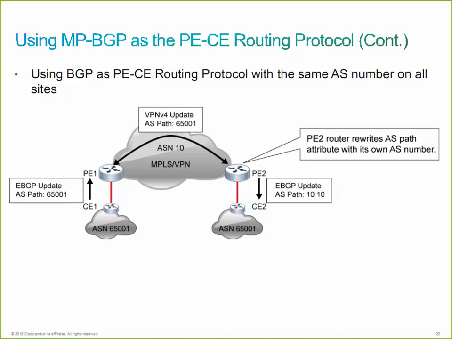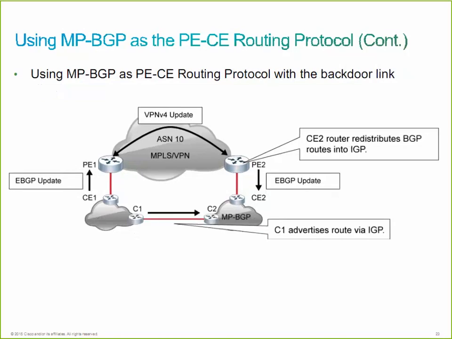But you can see, by using a common autonomous system number across multiple customer sites, you're introducing a whole lot of complexity into the design of your MPLS VPN solution, which is why most people will use unique ASNs.